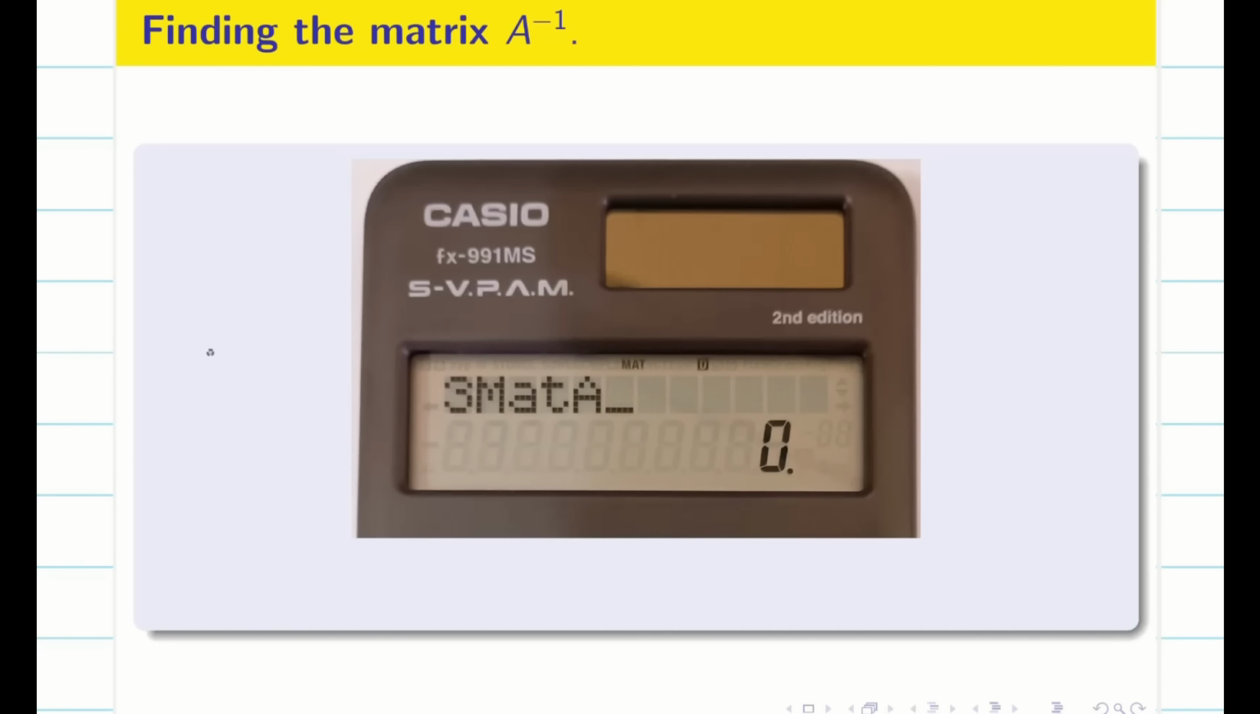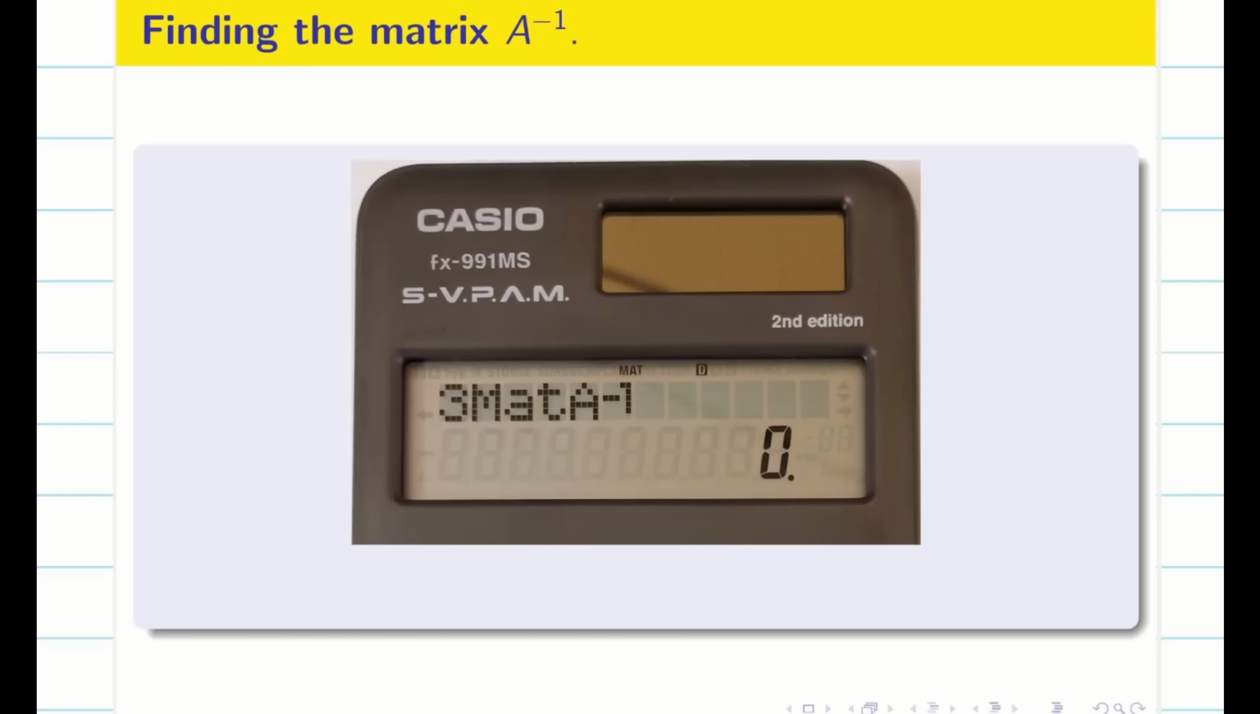Now you can see the x power minus 1 or x inverse button in your calculator. Press that button to find the matrix A inverse. So now the display will show 3 mat A inverse. Once you press the equal to button, it will start showing the corresponding A inverse values.